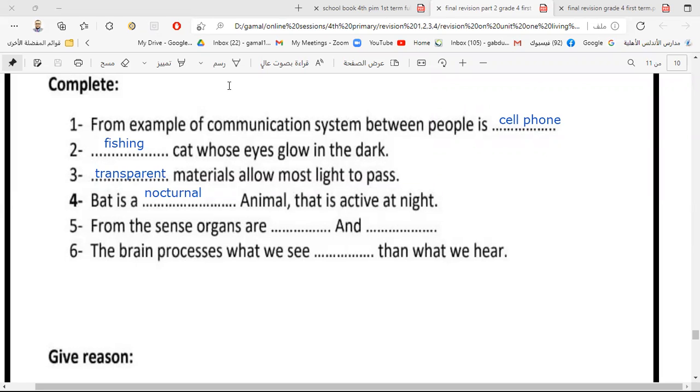Now, Samah, your turn. Are you ready? Yes. From the sense organs, the eye and the ear. From the sense organs, eye and? And ears. Eyes and ears. You are excellent, my son. Thank you very much.